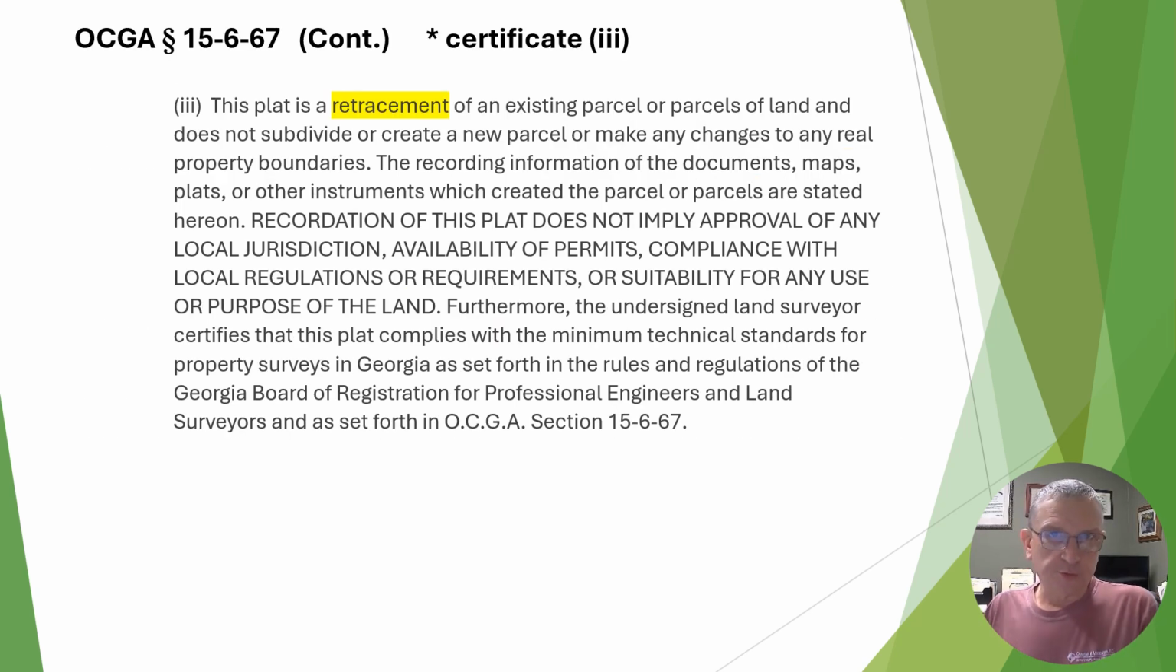We move to certificate 3, or little iii. This is my favorite because before the 2017 Plat Act change, some counties required planning and zoning to approve every single plat. So what happened? People didn't record their retracement surveys. They only recorded what they had to. So Cert 3 is for a retracement of an existing parcel or parcels of land and does not subdivide or create a new parcel or make any changes to any property boundaries. The recording information of the documents, maps, plats, or other instruments which created the parcel or parcels are stated hereon.